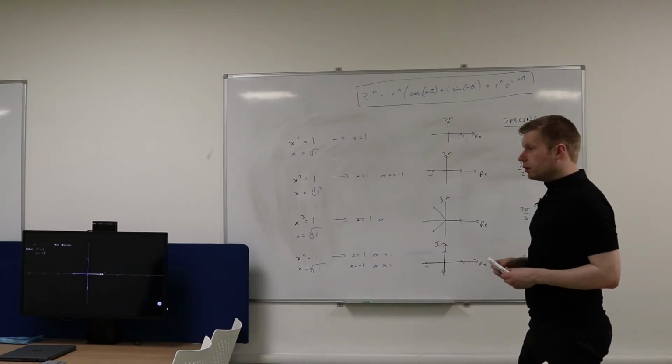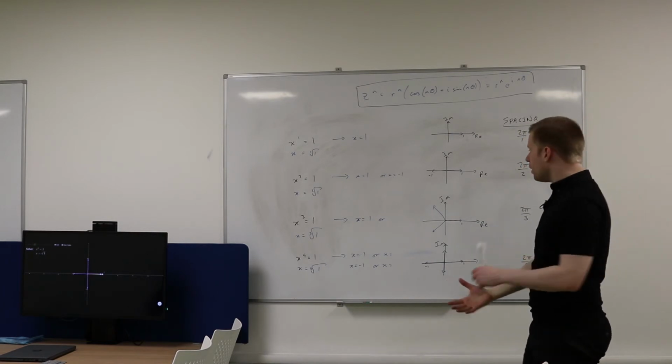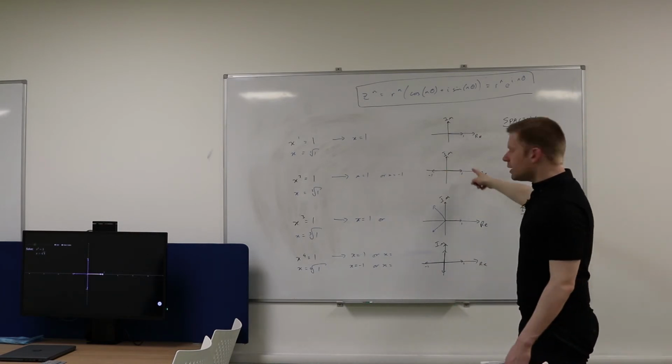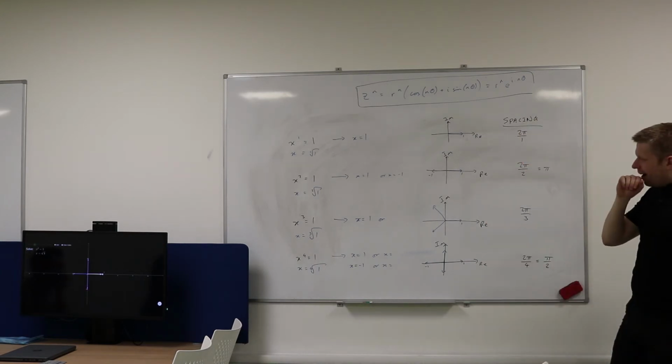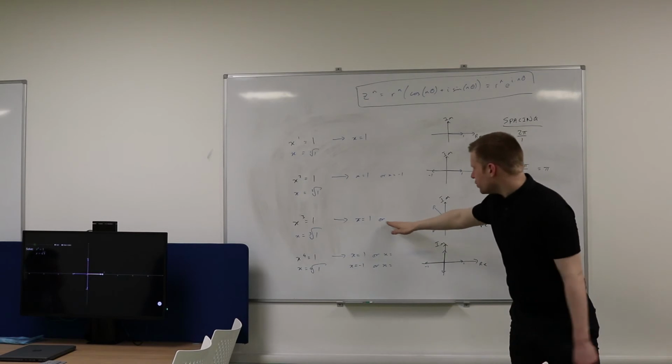In other words, they're spaced at 90 degrees apart. Is that okay? So if you want to find the root of a complex number, you've just got to think all of the complex numbers are equally spaced apart. Is that okay? So now we can come back and answer this question then.